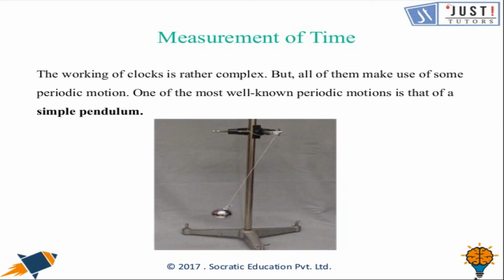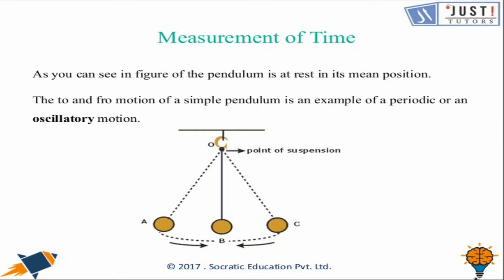Earlier we used to measure time with the help of periodic motions. One of the most well-known periodic motions is that of a simple pendulum. As you can see in the figure, the pendulum is at rest when it's at its mean position, which is B.